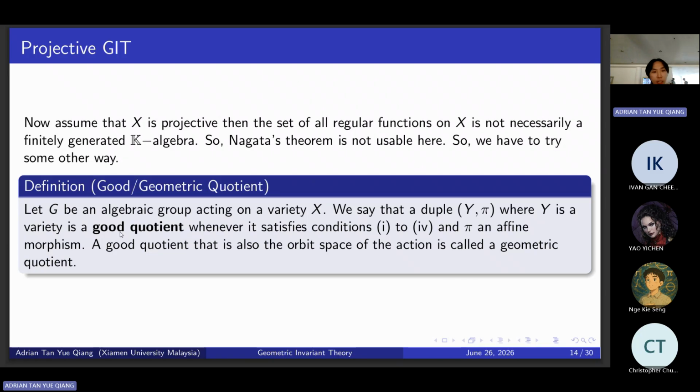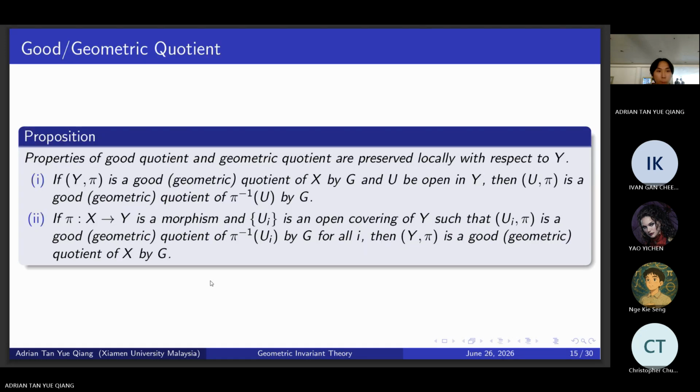We say that the quotient is a good quotient whenever it satisfies all 4 geometric properties, with an extra condition where pi is an affine morphism. So a good quotient is a geometric quotient whenever the quotient coincides with the orbit space, meaning the set-theoretic orbit space already works very well as a quotient.